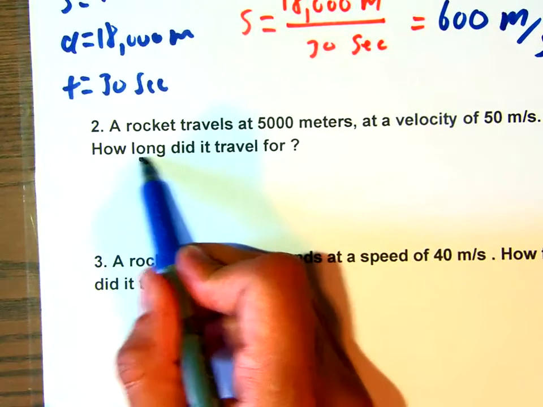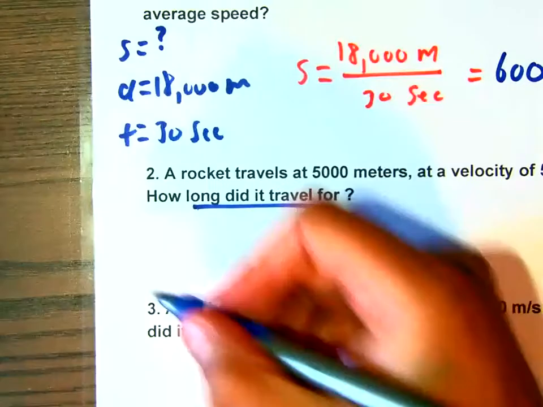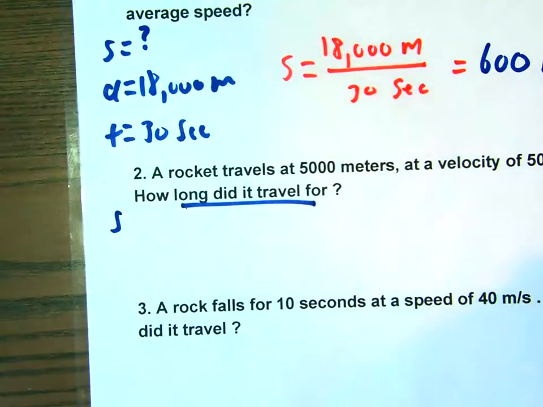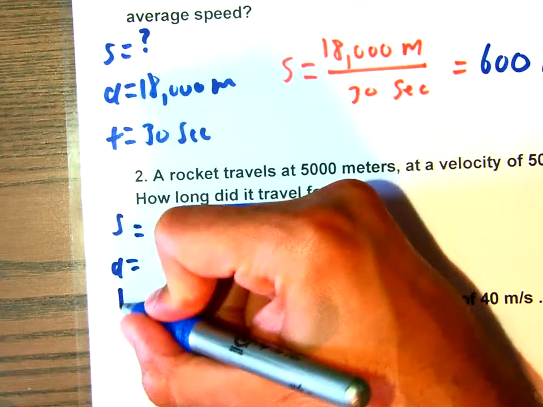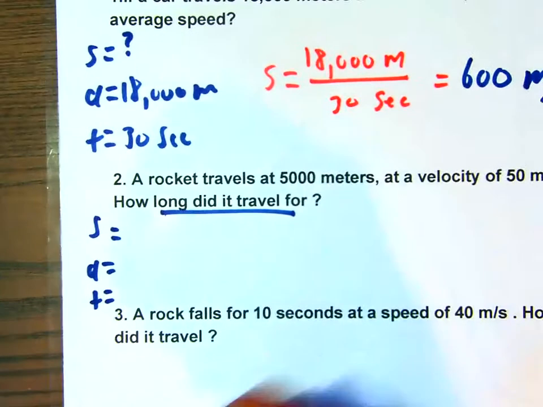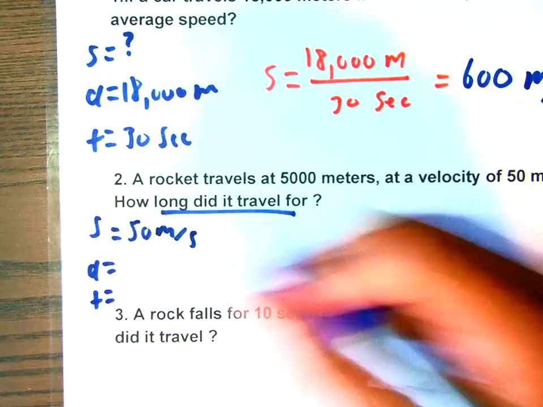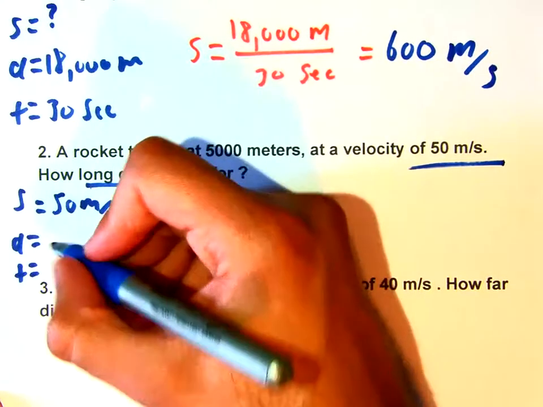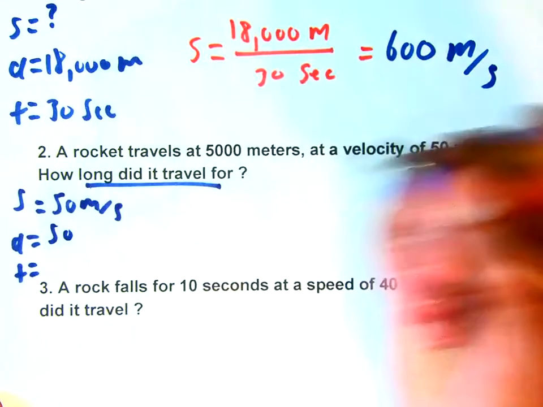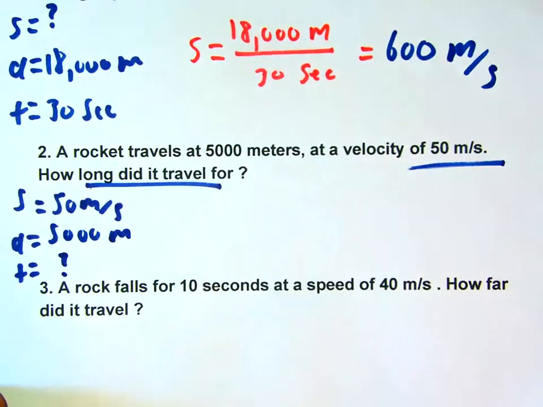How long, that means we're referring to time, right? Because it didn't say how far. So speed, distance, time, I'll still list everything. I know the speed, it's 50 meters per second, right? I know that. The units line up as well. Distance, I know it traveled 5,000 meters. I don't know the time, so I put a question mark.